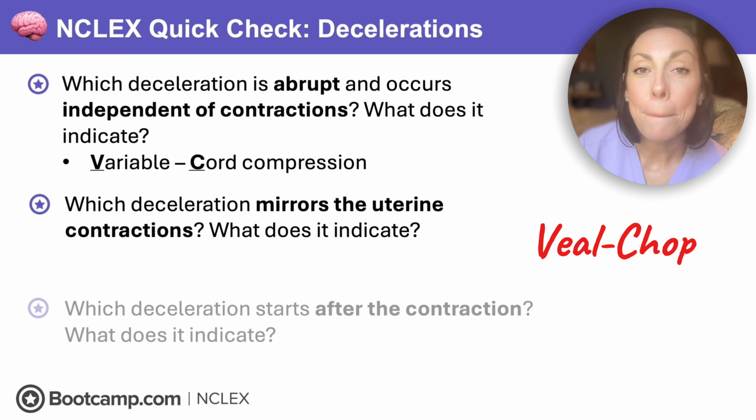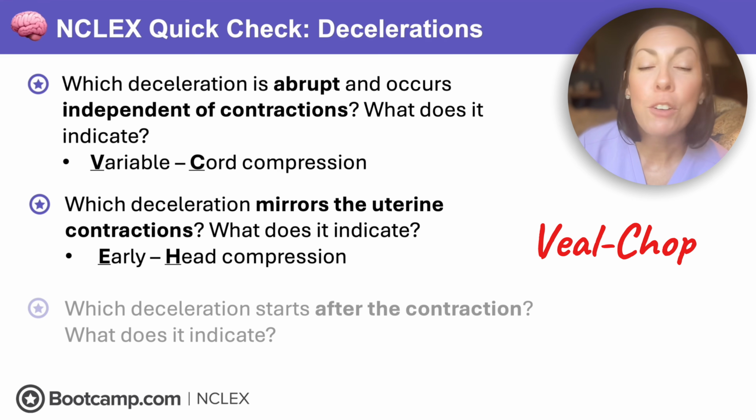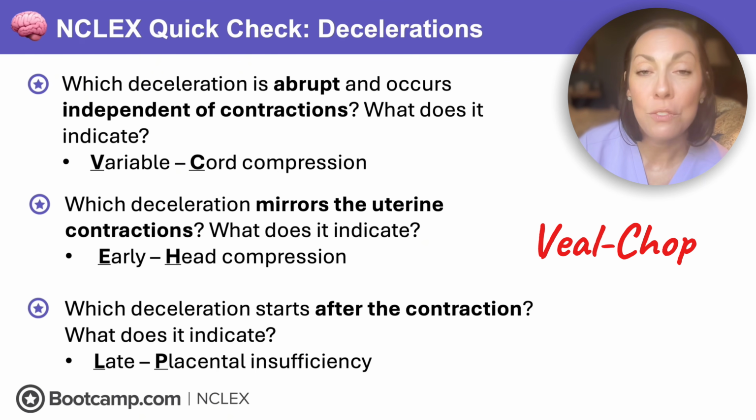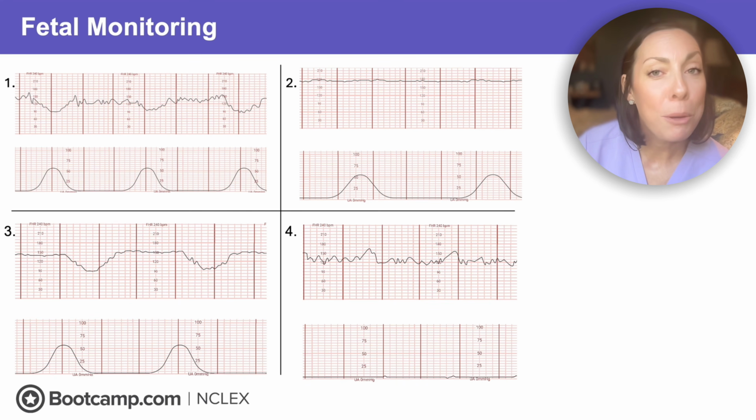Which deceleration mirrors the uterine contraction, and what does it mean? Well, if it's mirroring, then we have early decelerations, and it means head compression. That head is getting squeezed because we're close to delivery. Which deceleration starts after the contraction, and what does it indicate? These are late decelerations from placental insufficiency. Would you keep your answer the same?